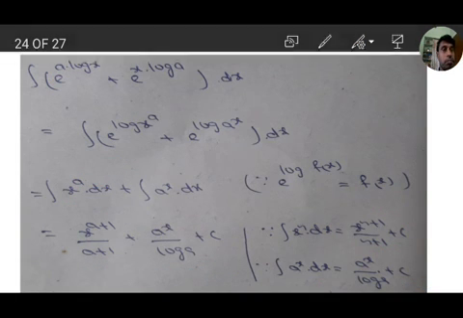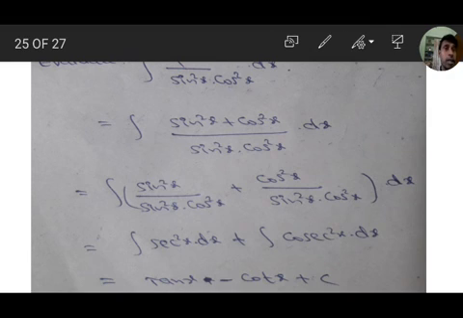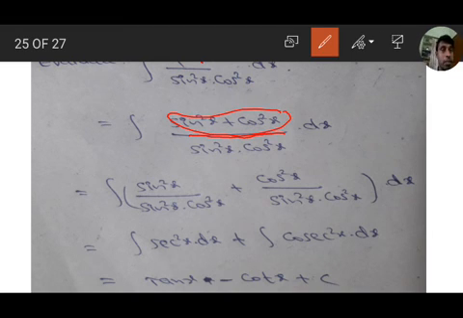Next problem. Integration of 1 by sin square x into cos square x. For this also we don't have the formula directly, so simplify using trigonometry. The numerator 1 can be written as sin square x plus cos square x, and the denominator sin square x into cos square x is as it is.